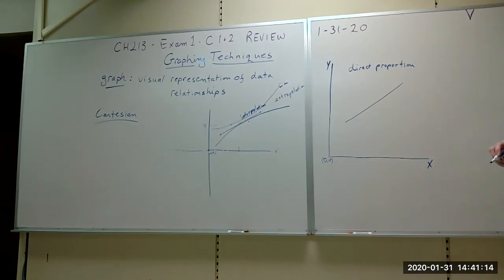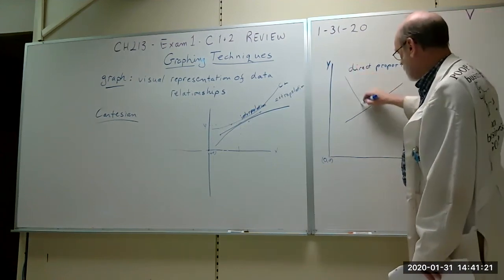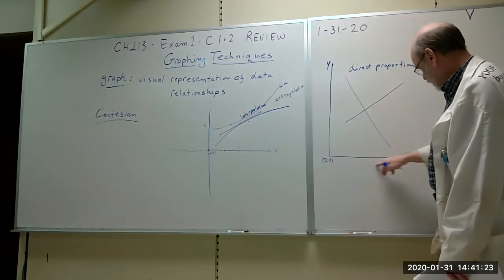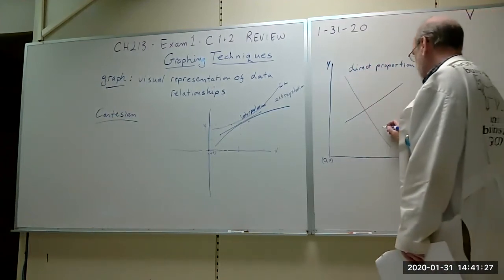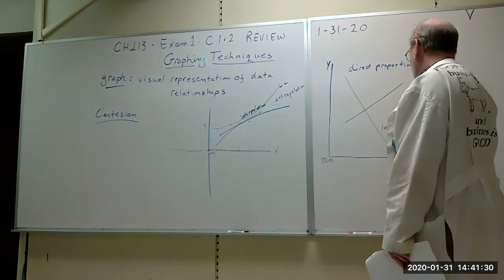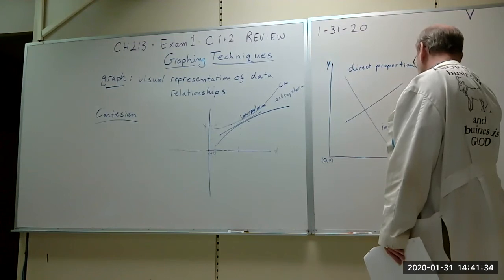But what if as X increases, Y decreases? Right? Say the line goes this way. As X increases, Y decreases. That's an inverse proportion or relationship.